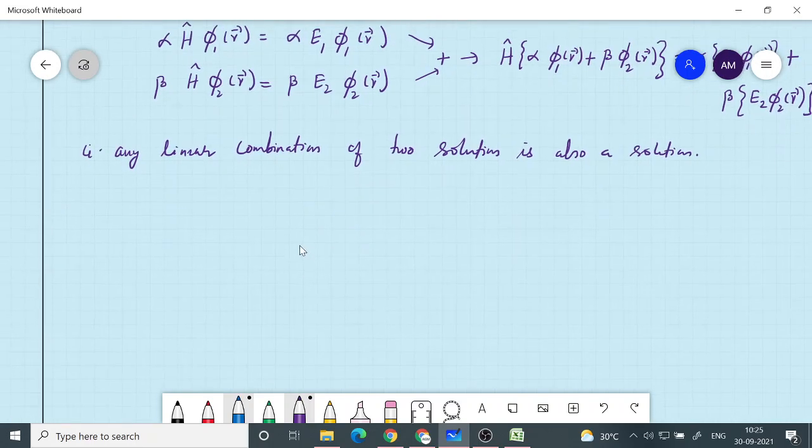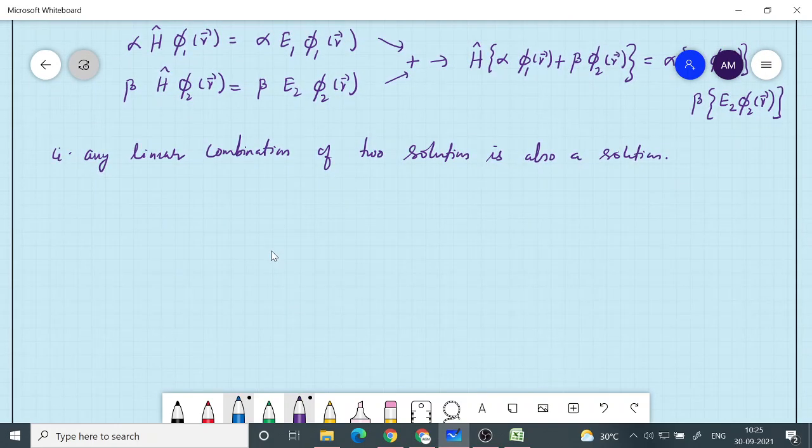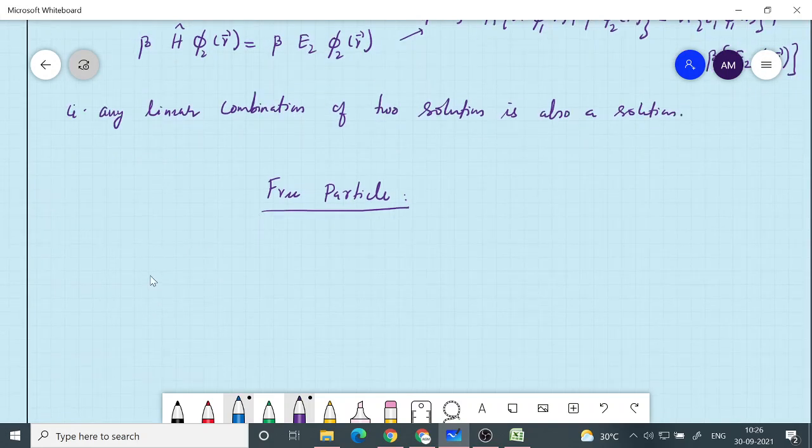Okay, so let us leave that there, and then we will go into some of the problems. The very first problem that I want to take up is a free particle. Now what is this problem? You have a free particle moving in space, and when I say free particle, what I mean is there is no potential or force acting on it.